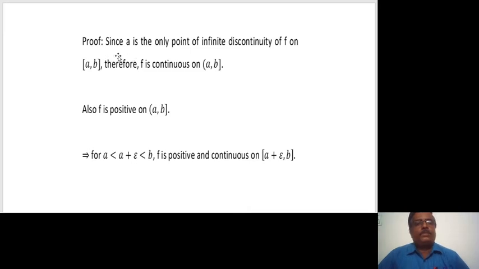So we prove this theorem. As we know, since a is the only point of infinite discontinuity of f on the closed interval [a, b], therefore f is continuous on this semi-open interval (a, b]. Semi-open interval means the endpoint a is not included, because a is the only point of infinite discontinuity. So therefore it is continuous at all points other than this point a. And also f is positive on this semi-open interval. This means for a less than a plus epsilon less than b, f is positive and continuous on [a plus epsilon, b].